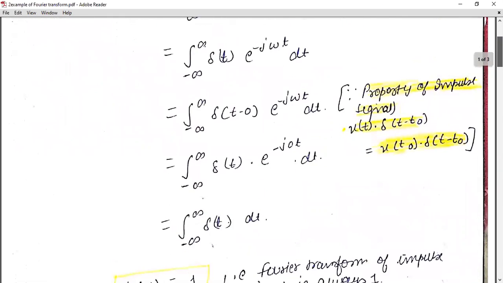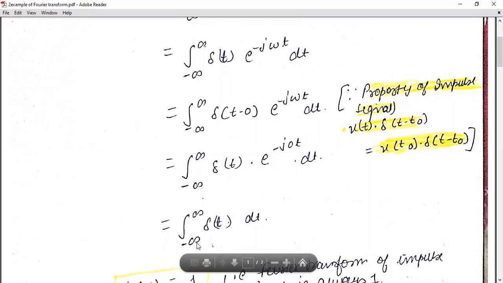Next, we can write this as the integral from minus infinity to infinity of δ(t − 0) e^(-jωt) dt; there is no change in the impulse signal. There is a property of the impulse signal: x(t) δ(t − t0) = x(t0) δ(t − t0). By using this property we can substitute 0 for t, and we get the integral of δ(t) e^(-jω0) dt. Anything raised to the power 0 is 1.